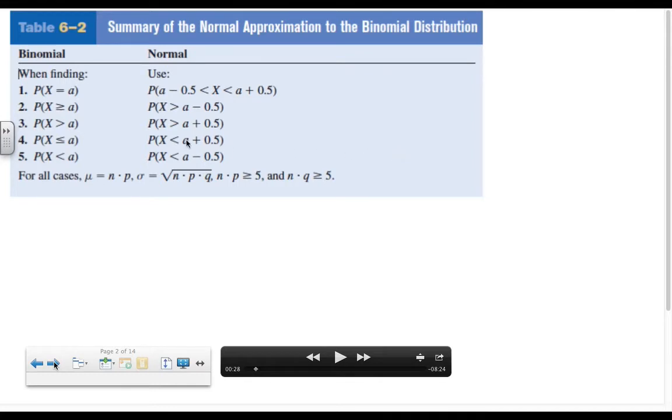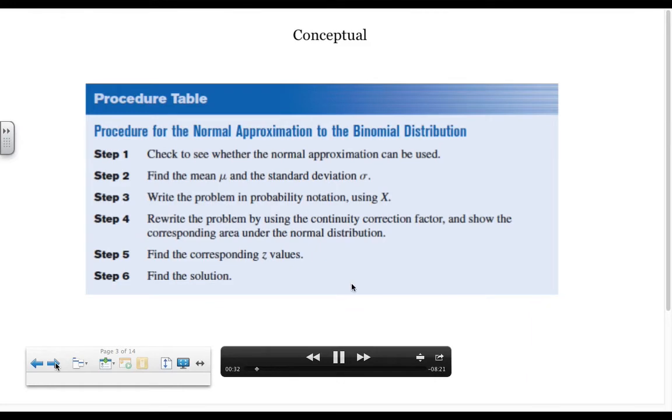All right. The other thing I want to note here is that for all cases, the mean is n times p. The standard deviation is the square root of n times p times q. This is binomial distribution. We did this before. Now, how to change a binomial distribution to a normal distribution.